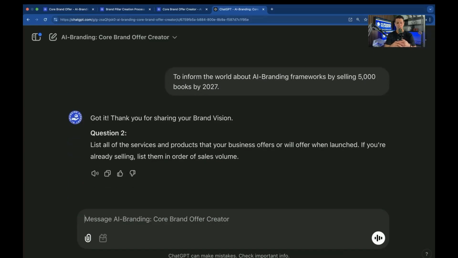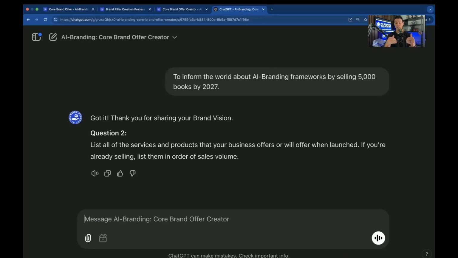So question 2, list all the services and products that your business offers or will offer when launched. If you're already selling, list them in order of sales volume. Now, the reason we ask it in order is because business owners tend to do the products they like the most or think has the most potential instead of the ones that actually sell the most. So we want to know what sells the most first, because honestly, that is your core brand offer. It's that thing you sell the most of.